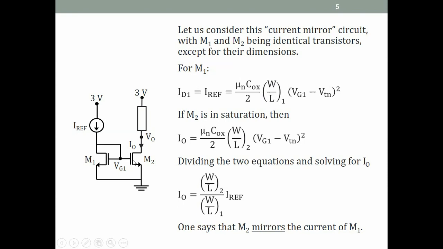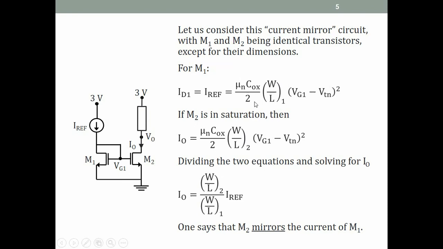For M2, for now, if we assume that M2 is in saturation, then we can write, and I've called this IO, the current through M2, O for output, as mu1 Cox by 2 W by L2 (Vg1 minus Vtn) squared. So this is W by L1, this is W by L2. The gates of M1 and M2 are shorted together. The sources of M1 and M2 are shorted together. So the gate source voltages of M1 and M2 are equal.